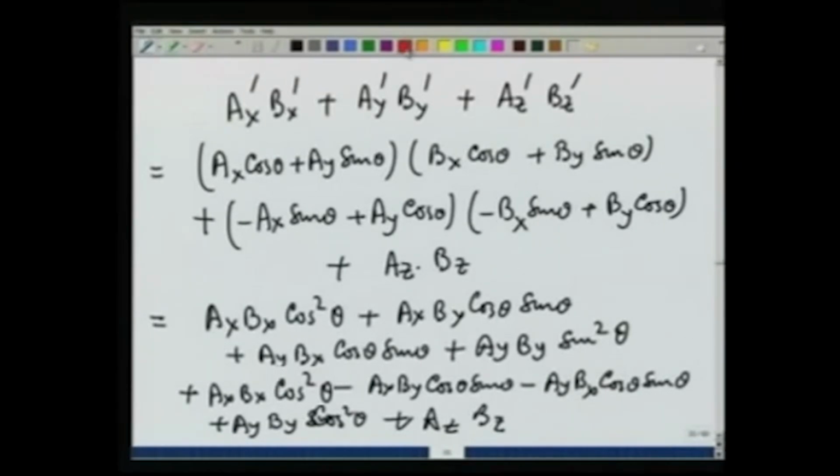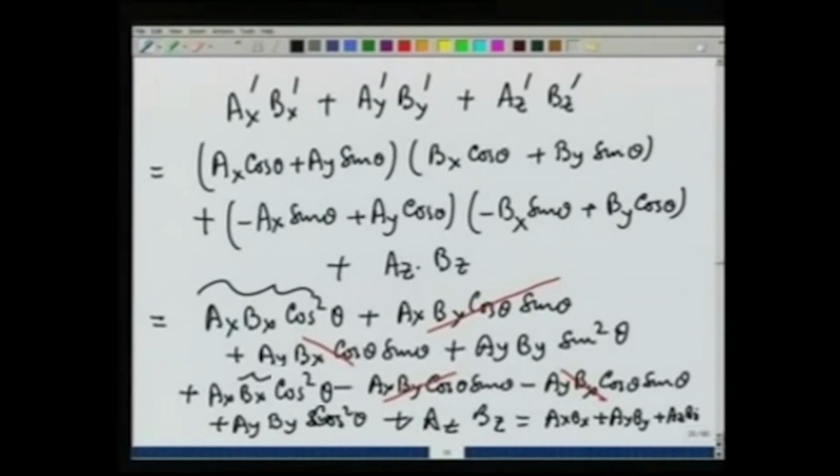Now, you see this term cancels with this term, and ax bx cosine square theta plus ax bx sin square theta gives me ax bx. Similarly, ay by sin square theta plus ay by cosine square theta gives me ay by, plus the last term is az bz.